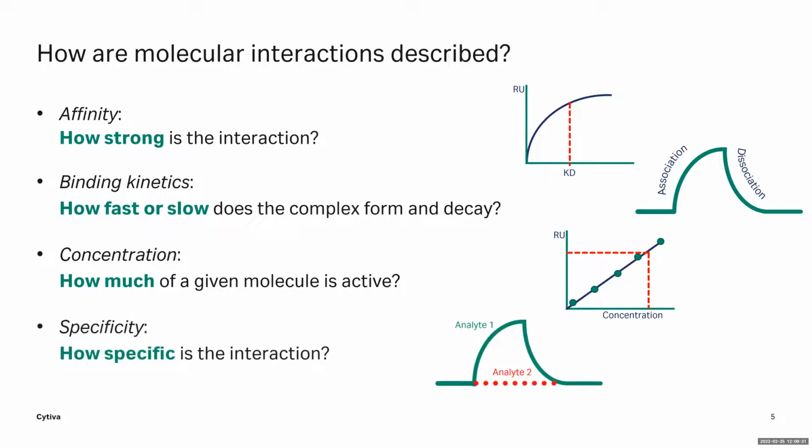And we may also be interested in specificity. For a family of molecules, can we find a binding partner that only targets molecule A, not A1, A2, or A3, but just A, binding specifically to A and not to any of its related family members?